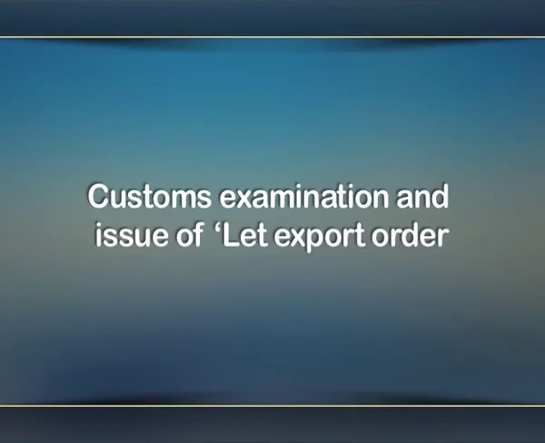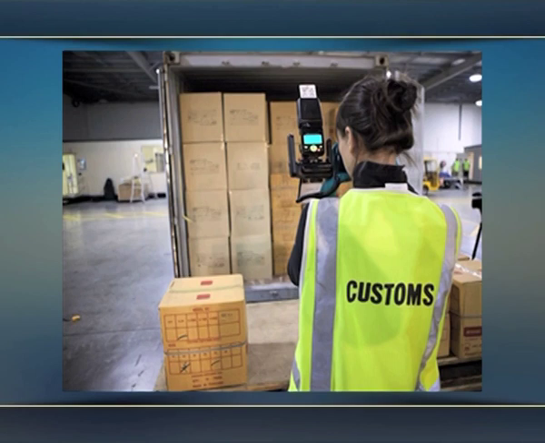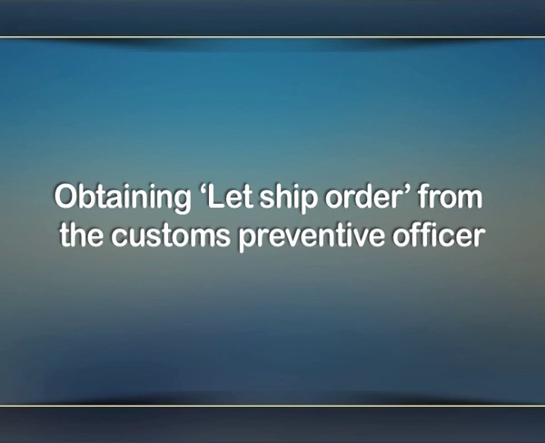Customs examination and issue of let export order. The customs examiner at the port of shipment physically examines the goods and seals the packages in his presence. The same can be arranged for at the factory or the warehouse of the exporter by making an application to the assistant collector of the customs. The customs examiner, if satisfied, issues a formal permission for loading of cargo on the ship in the form of let export order.